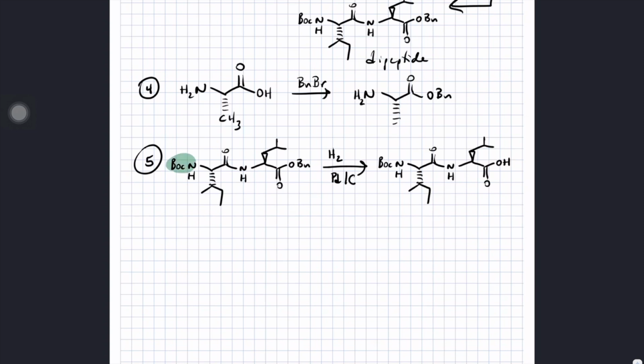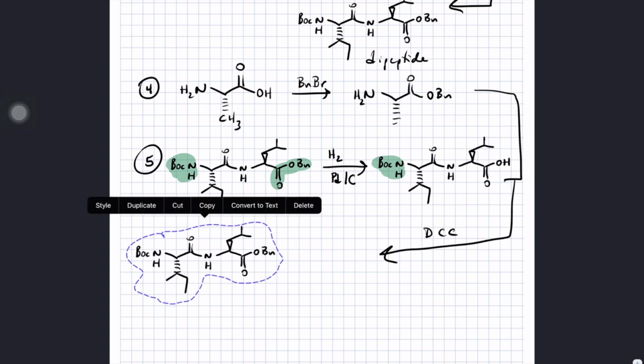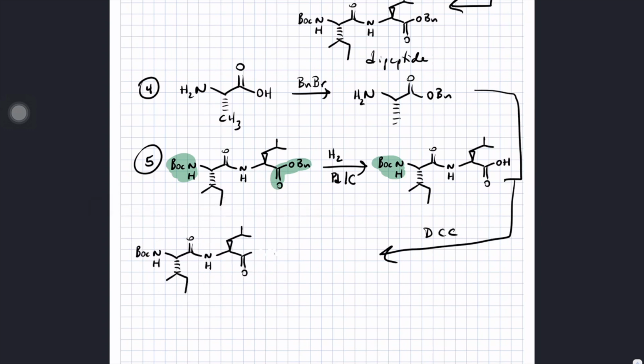Notice we still have the N-terminal nitrogen protected as the Boc group, but now we have removed the protecting group, so the C-terminal carboxylic acid group is ready to go. We can now take these two amino acids and, using DCC, make the new amide bond between the carboxylate group of leucine and the amino group of alanine, and that will give us this protected tripeptide.